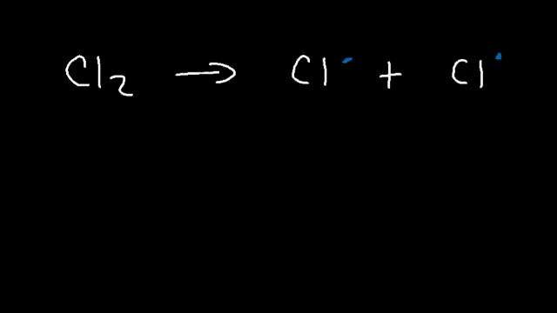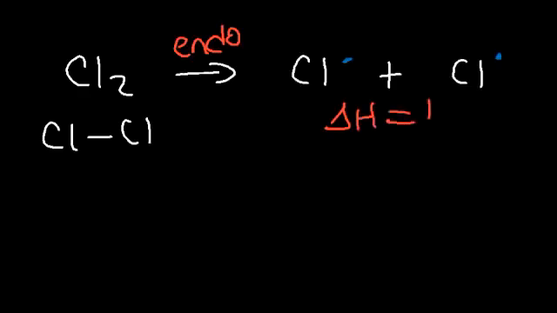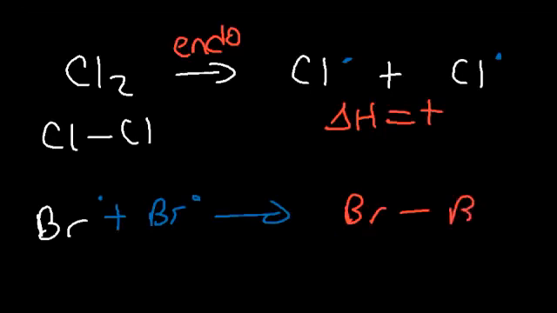So let's say you have a chlorine molecule and it breaks into two chlorine radicals. Is this an endothermic process or an exothermic process? Since we're breaking the chlorine-chlorine bond, this is going to be an endothermic process. So the enthalpy of the reaction is positive. Now, if we have two radicals, and they come together to form a bond, that's an exothermic process. Whenever a bond forms, heat energy is released.